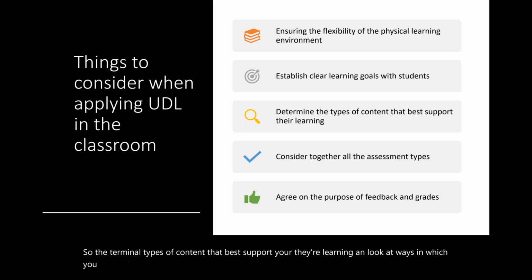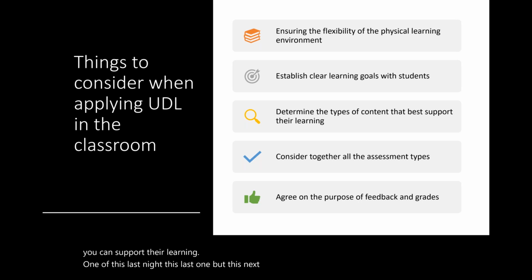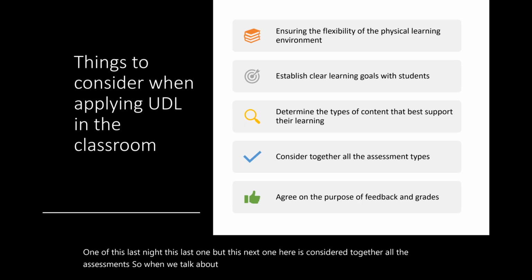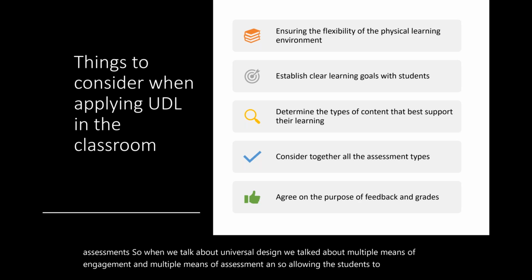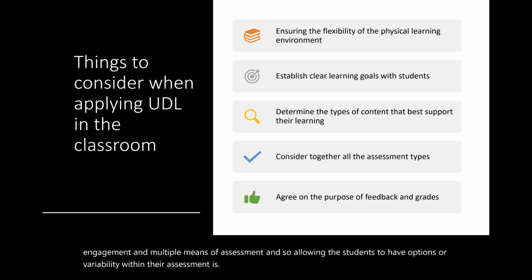So determine the types of content that best support their learning and look at ways in which you can support their learning. This next one here is consider together all the assessments. So when we talk about universal design, we talk about multiple means of engagement and multiple means of assessment. And so allowing the students to have options or variability within their assessment is really important.